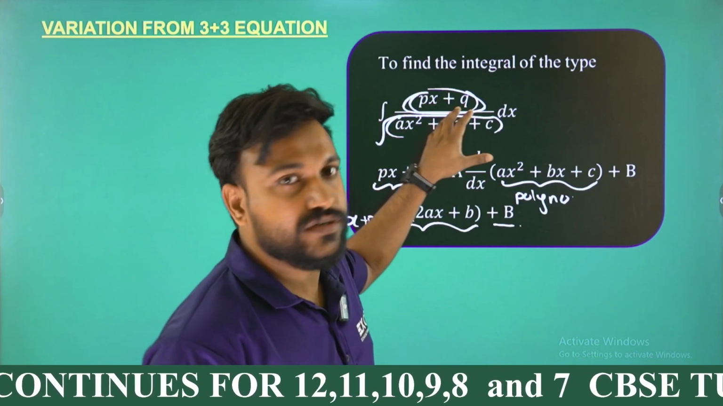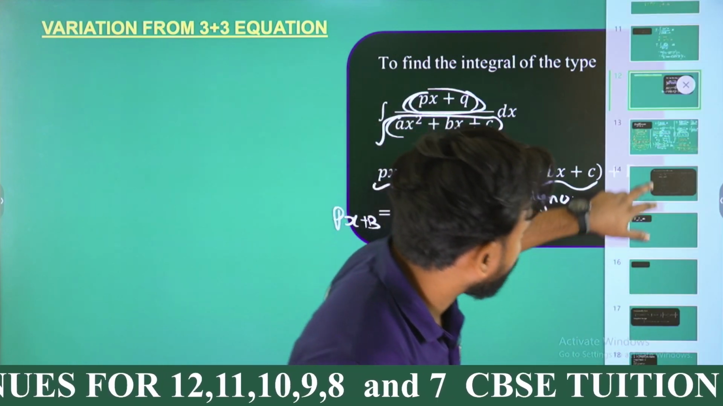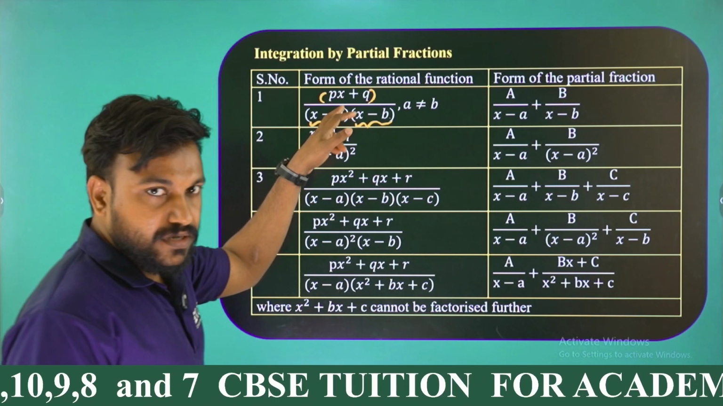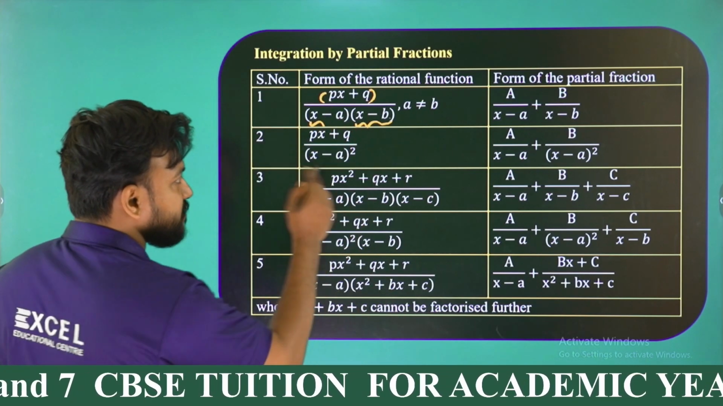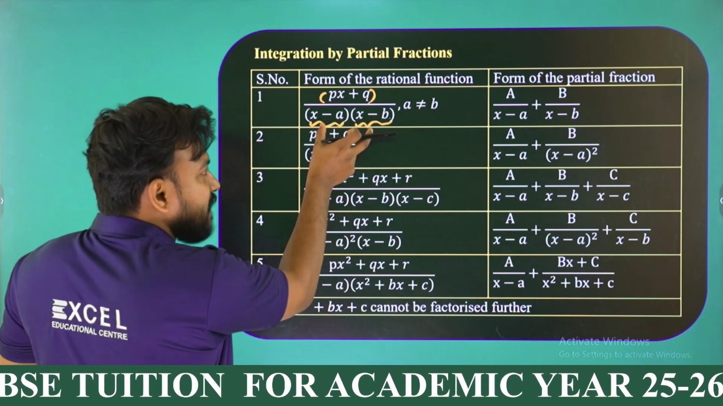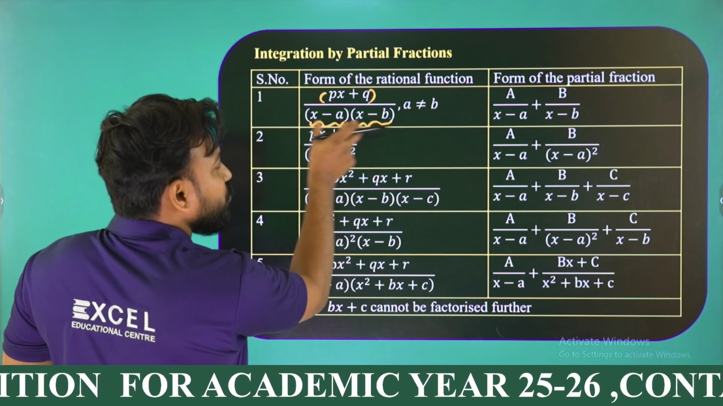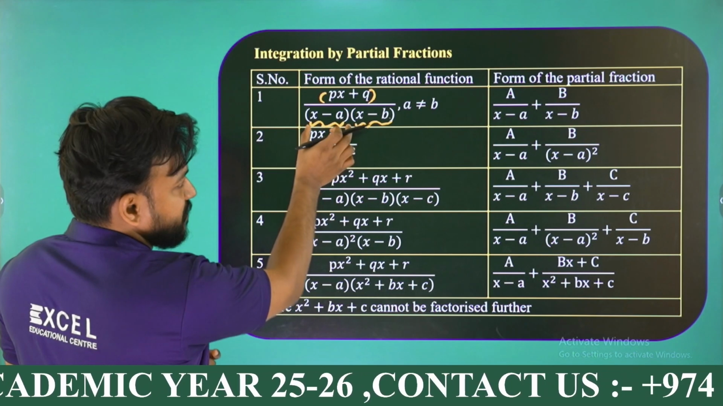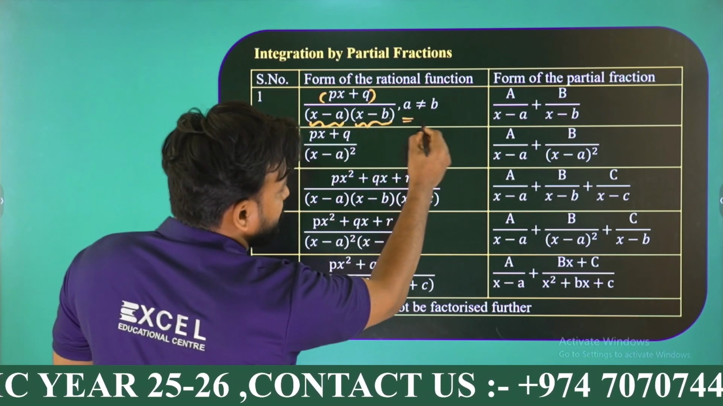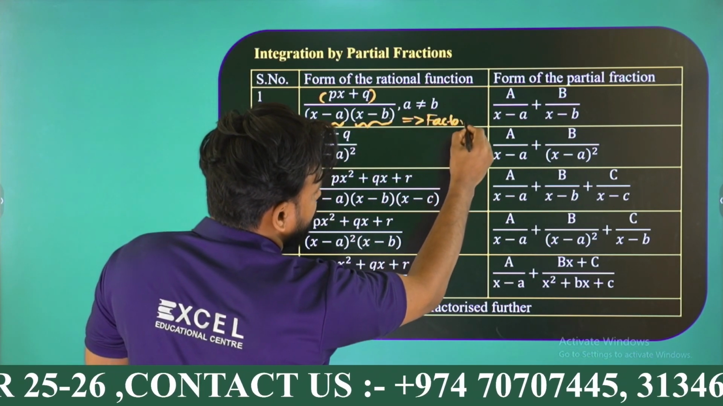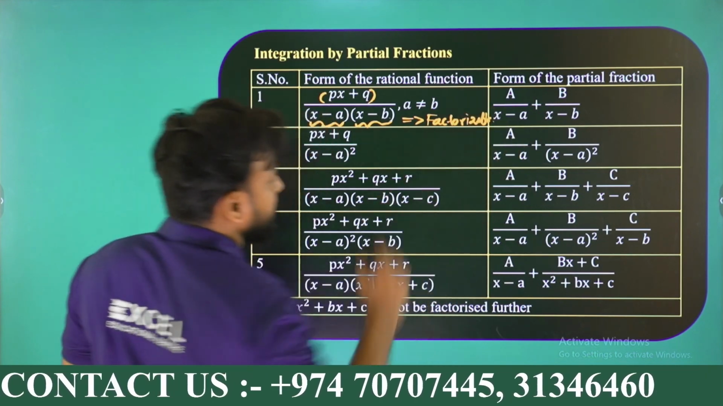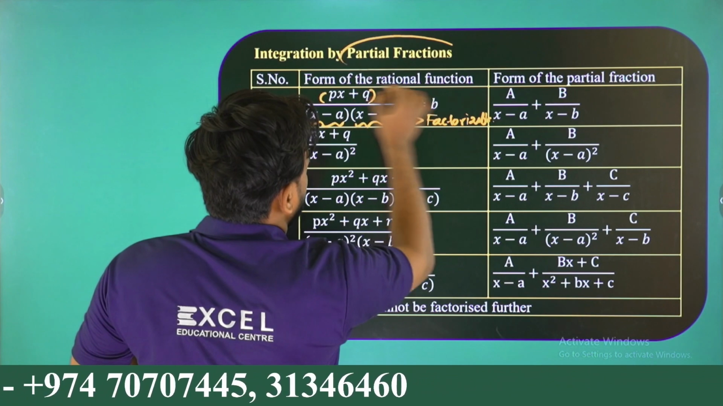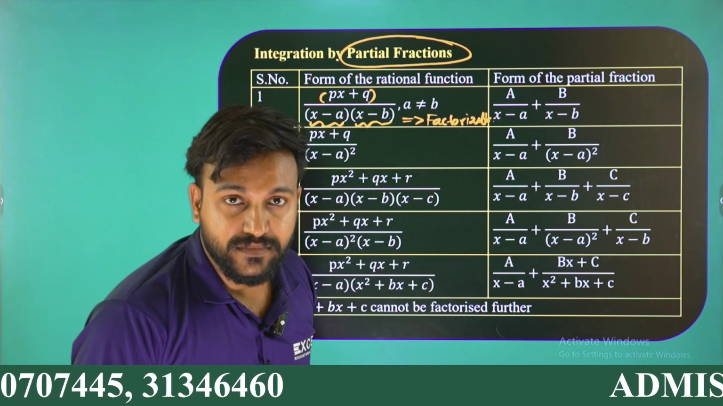We can do this as a variation from 3 plus 3. Actually, if you get a question like this one, you can use a variation from 3 plus 3 to do this one. But the difference between that and this, look at this. At the denominator, it's like two first degree polynomials. That means the second degree polynomial is factorizable. Listen. So if the denominator is factorizable, we choose what? Partial fractions.